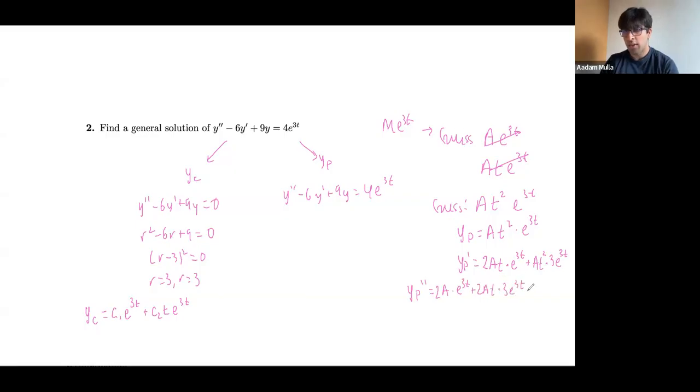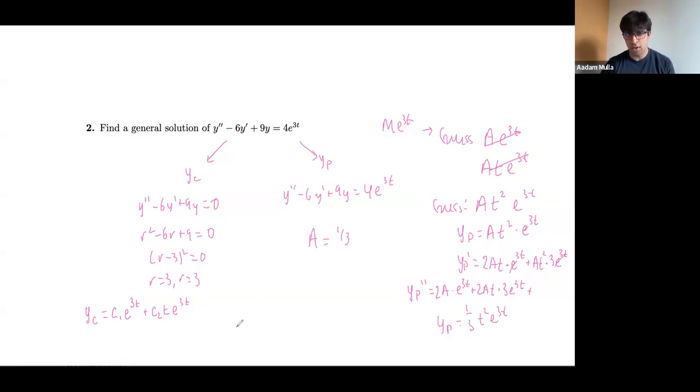Okay, hopefully you get the idea. You're going to take that and plug it into here. A bunch of terms are going to cancel out. All of these e to the 3t's are going to cancel out, and the at squared should also cancel out eventually, and then you're left with solving for a. You should be able to solve for a and get, okay, a equals whatever, 1/3 or something, and then that becomes your guess. So now you know yp, because you know a is 1/3, it's going to be 1/3 times t squared times e to the 3t.